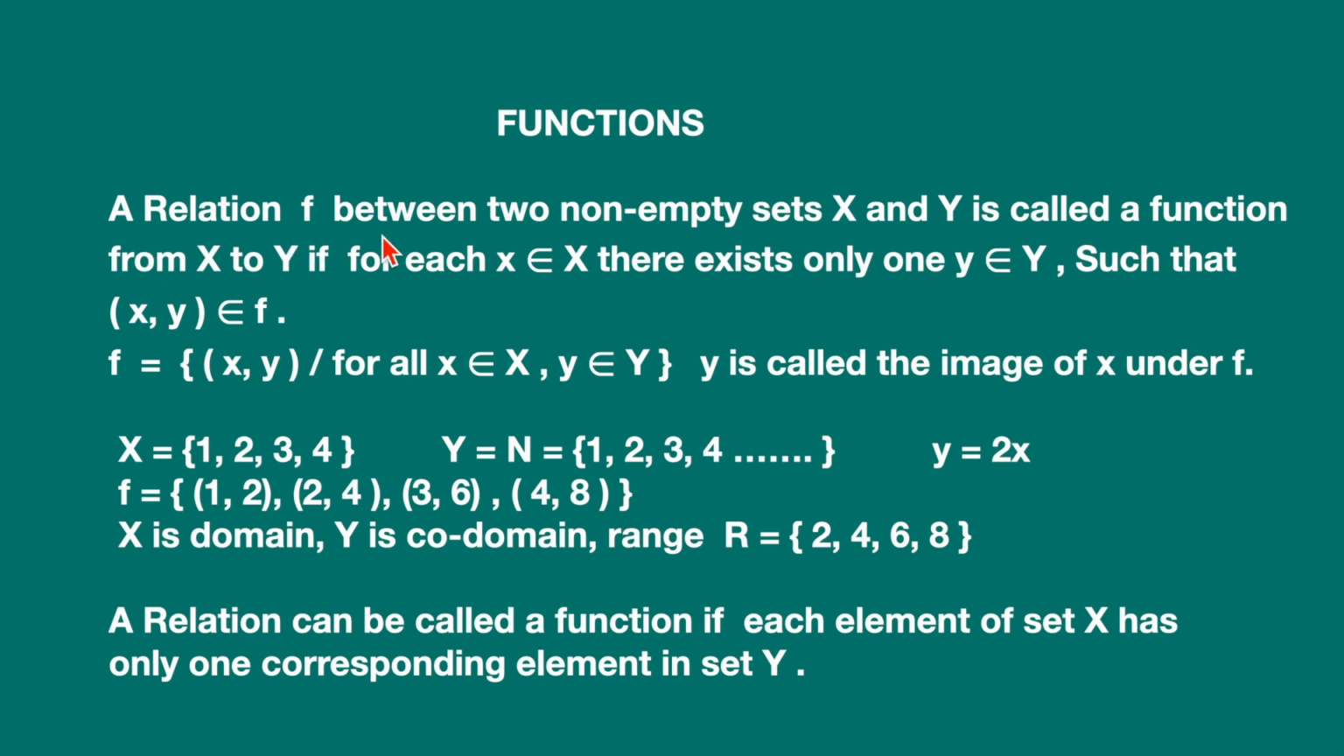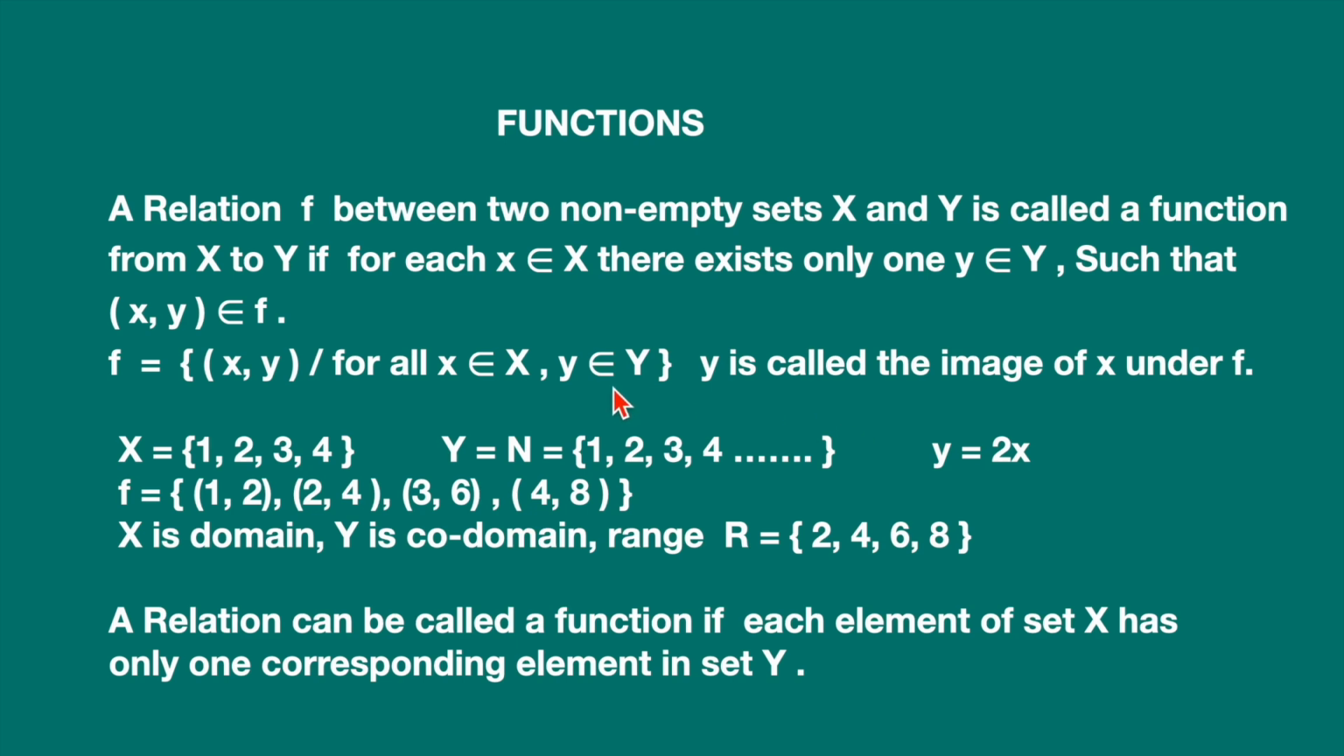A relation f between two non-empty sets X and Y is called a function from X to Y if for each x belonging to X there exists only one y belonging to Y such that (x, y) belongs to f. So f is the set of all ordered pairs (x, y), for all x belonging to capital X, y belongs to Y. Y is called the image of x under f.